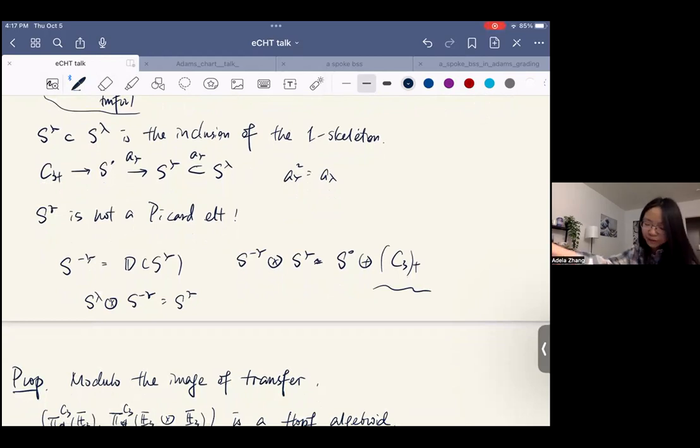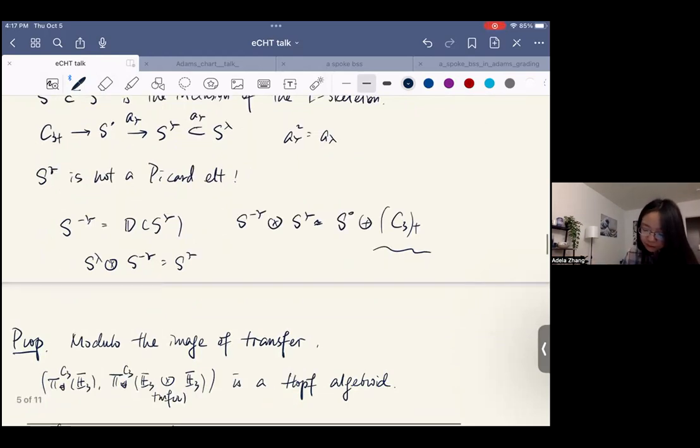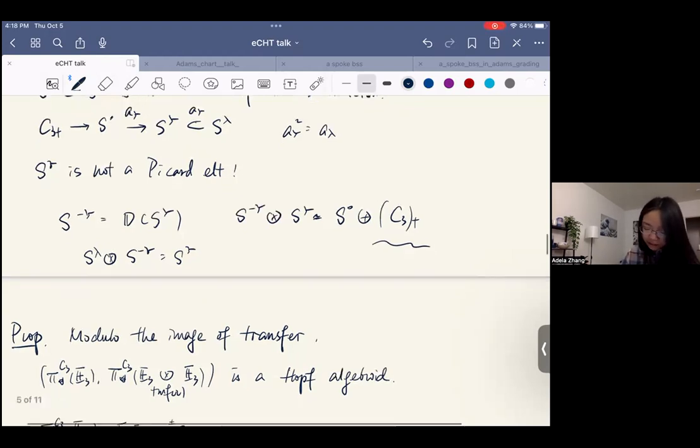So there's this free thing that's really annoying. As a result, there will be transfers in the homotopy groups. But modulo the image of transfers, modulo the free things, the C3 homotopy group of F3 tensor F3 over TMF2 is a Hopf algebroid. So if we work modulo transfer, things are much nicer.